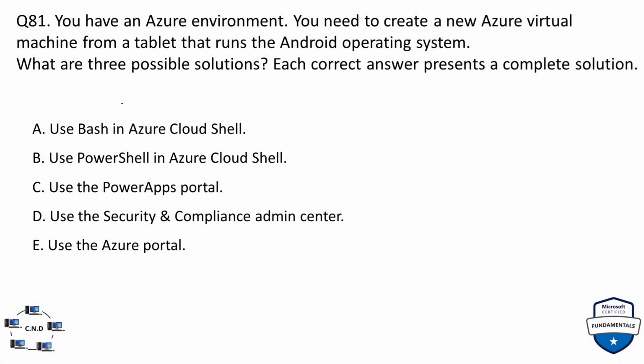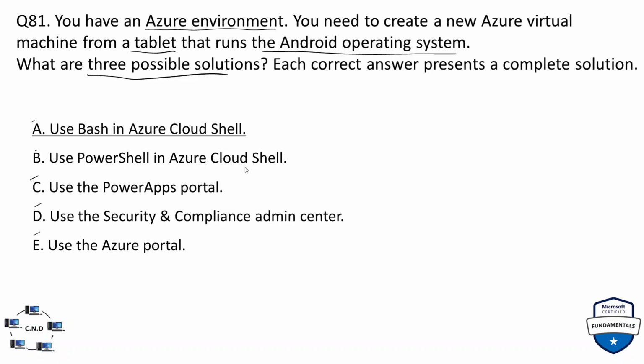Question number 81 is that you have an Azure environment. You need to create a new Azure virtual machine from a tablet that runs the Android operating system. What are three possible solutions? Each correct answer represents a complete solution. The options are: option A, use Bash in Azure Cloud Shell. Option B, use PowerShell in Azure Cloud Shell. Option C, use the Power Apps portal. Option D, use the Security and Compliance Admin Center. And option E, use the Azure portal.